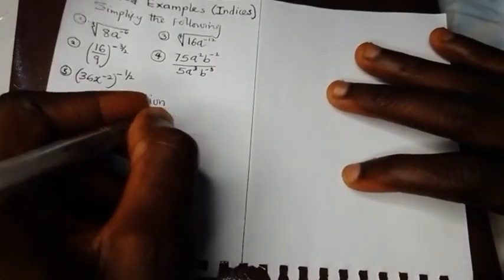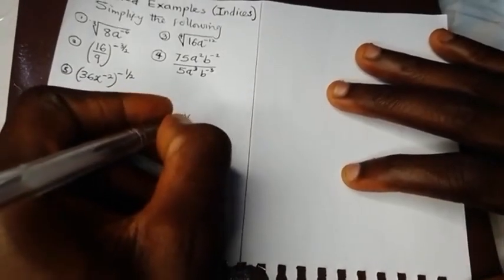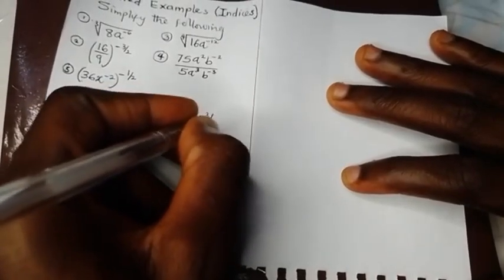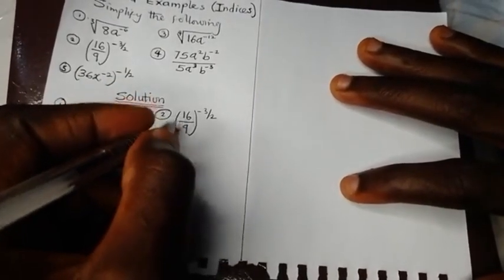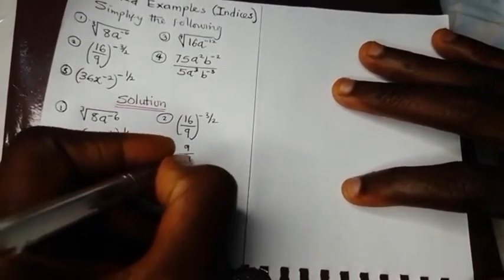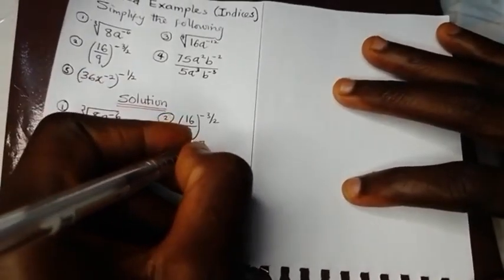Now, question number 2. For question number 2, we have 16 over 9 raised to the power minus 3 over 2. Whenever you see this and there's a negative power, just simply flip the expression in the bracket to remove the negative sign. So this just gives us 9 over 16 raised to the power 3 over 2.